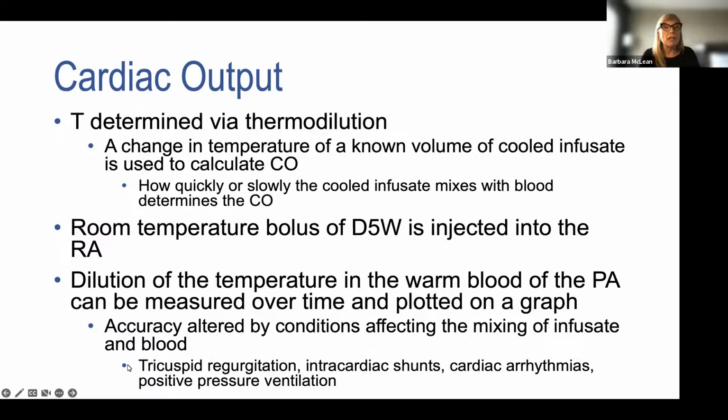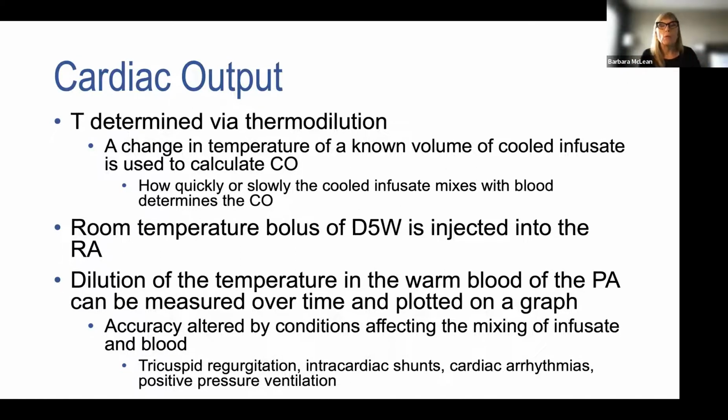Now, lots of things can interrupt that reading, and that's really important for us to appreciate. Things we can't control, right? Tricuspid regurgitation. Well, that makes sense. You're not moving the cool volume through the system. You're regurgitating it back into the right atria. Intracardiac shunt, right to left to right, is going to affect the dilution of blood and the dilution of temperature. Cardiac dysrhythmias, which just affect the contractile property of the heart.